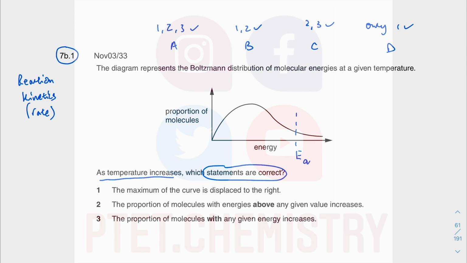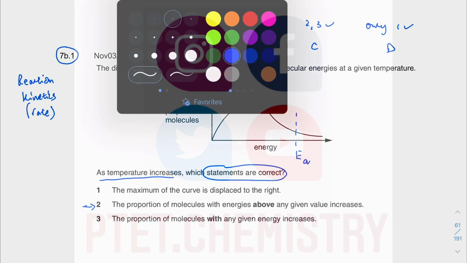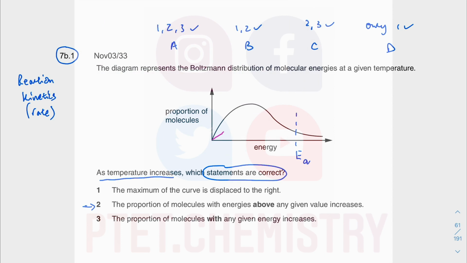Okay, so if I just check statement 2, the proportion of molecules with energy above any given value increases. So I've got to think about what happens when temperature increases. You can probably see that the peak goes down a little bit. So you have increased the area under the graph in addition to that bit originally, you have increased the proportion of molecules having energy greater than or equal to EA. Okay, so that is correct.